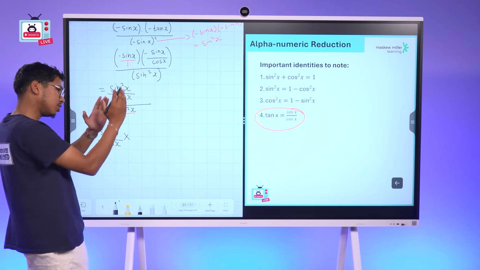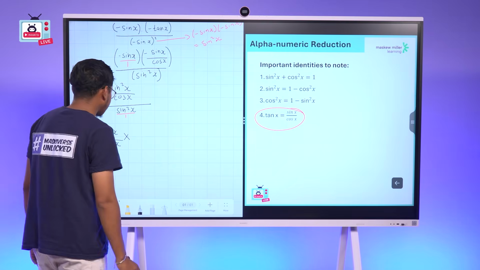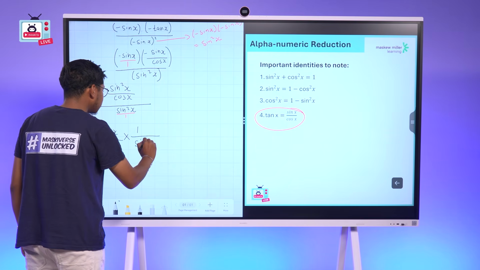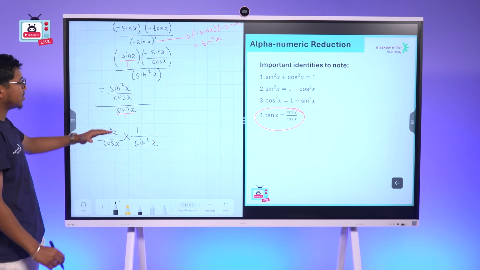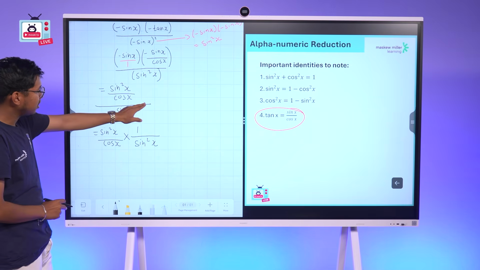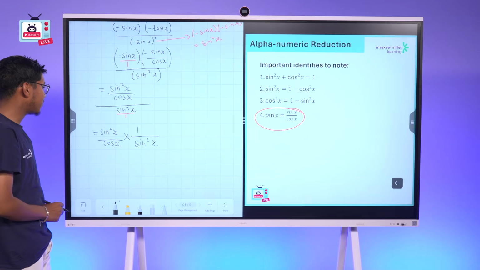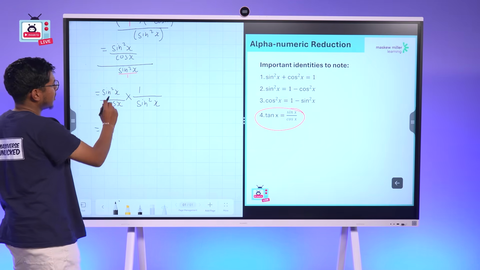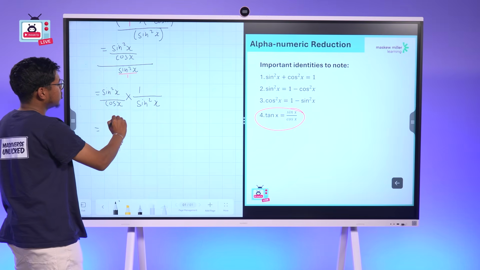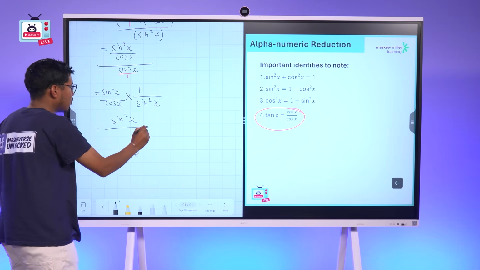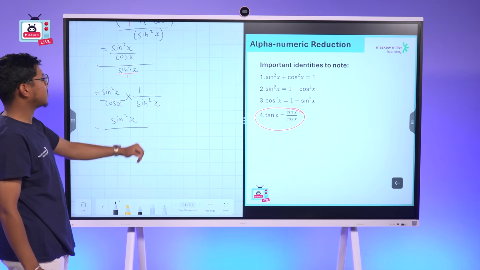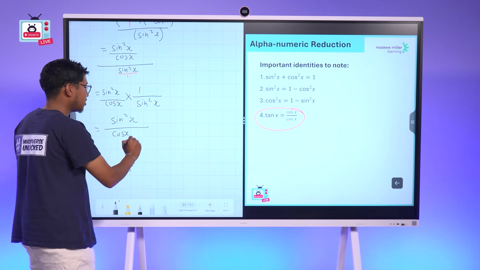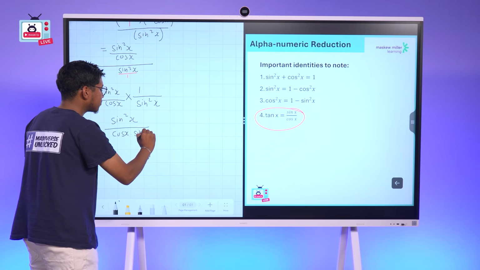So now I'm going to just use the inverse operation. Right? So this now becomes 1 over sine squared x. Okay? So can you see I'm now switching it around. I'm changing division to multiplication and I am flipping the fraction. Okay? So now what do I have here? So now sine squared x times 1. It is just sine squared x over, and then cos x times sine squared x. It is just cos of x times sine squared of x.